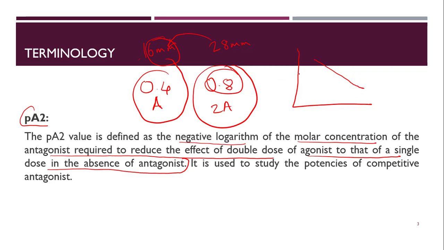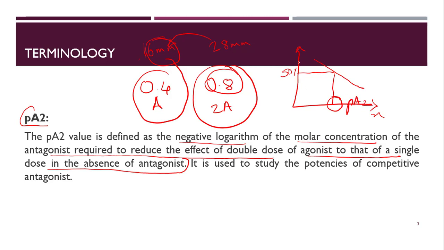extrapolate this 50% from over here. On the y-axis we will have percent response height, and on the x-axis we will have the log dose. Okay, so it will be negative logarithm. Okay, so this 50% we will interpolate on this particular line, and then we will extrapolate on this line. So whatever value we get, it is nothing but the pA2 value.